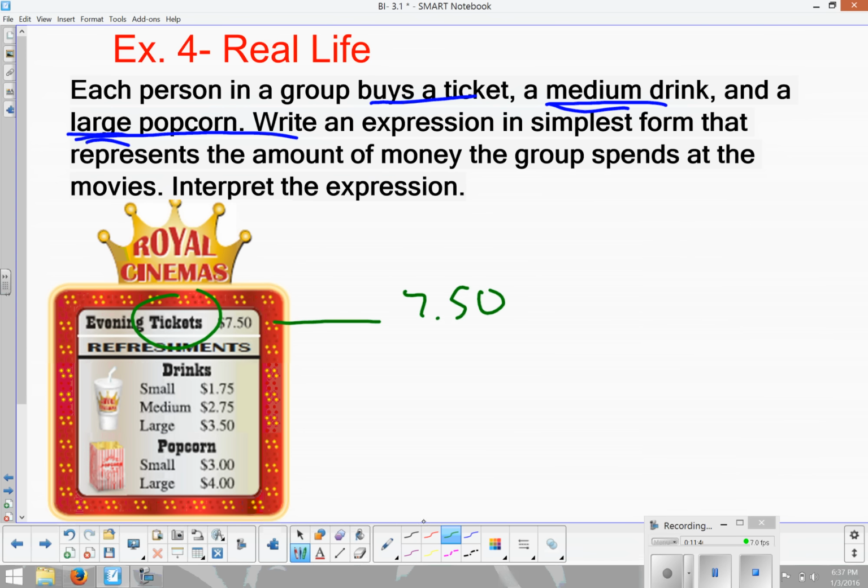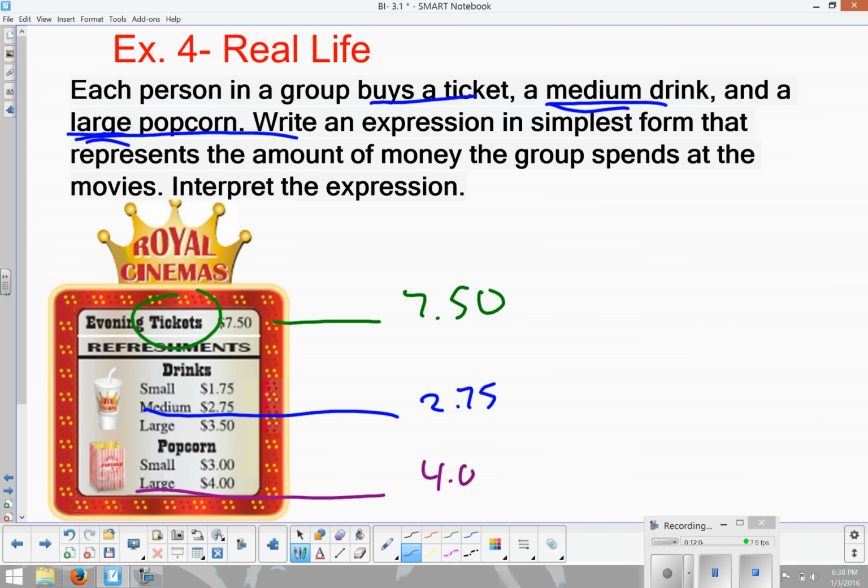And after that, it says that you and your group of friends each are going to drink a medium drink. So our medium drink is $2.75. So $2.75. And then it says each of your friends are going to also want to buy a large popcorn. I guess you guys all like popcorn, so we're going to get a large popcorn of $4.